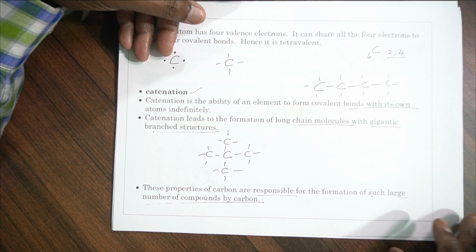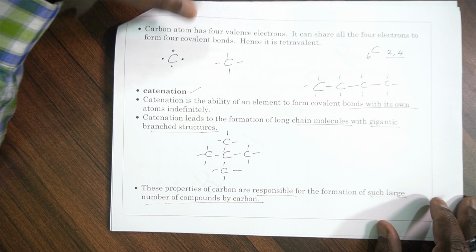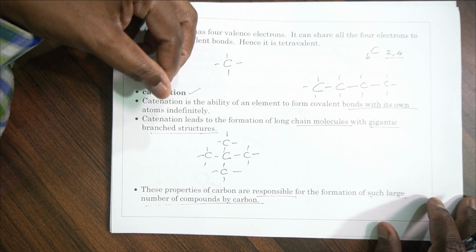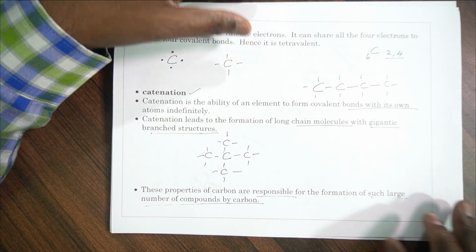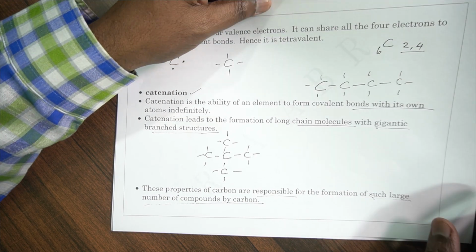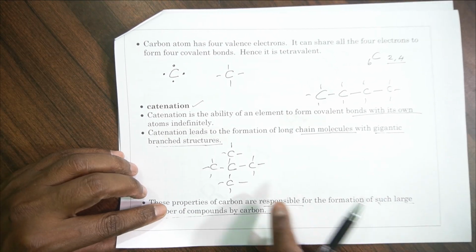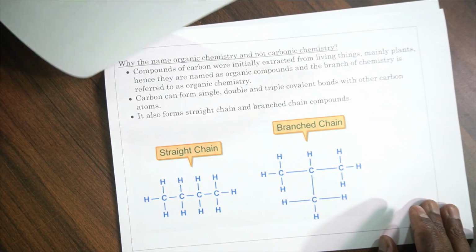I hope you understood the special properties of tetravalence, that is forming 4 bonds, and then the catenation, the ability to form long chains linking with its own atoms indefinitely. So these two properties result in the formation of such networked compounds, and therefore carbon forms a large number of compounds.